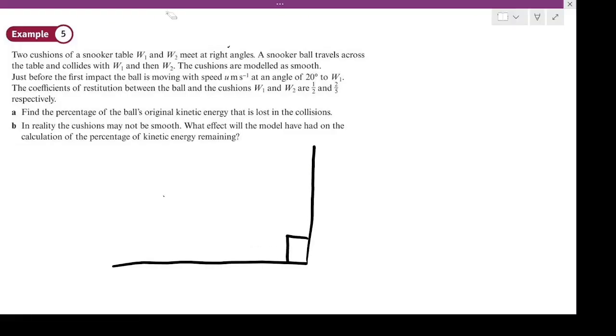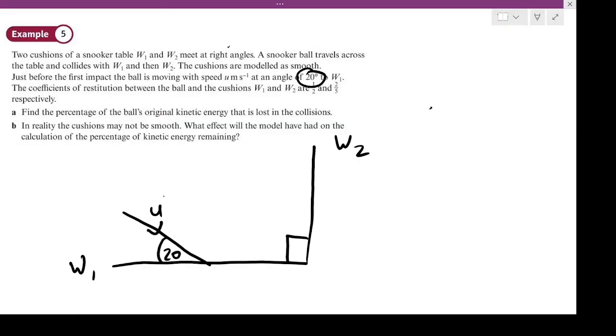So they're perpendicular. Hopefully happy with that. And so basically then it's going to look pretty much the same as we've seen before. So it's going to hit the first wall here. I can call it W1 and W2 if you want. Like that. So it's going to hit the first wall here with speed u originally. Okay. And I'm told the angle originally is 20. So it's going to be 20 here.